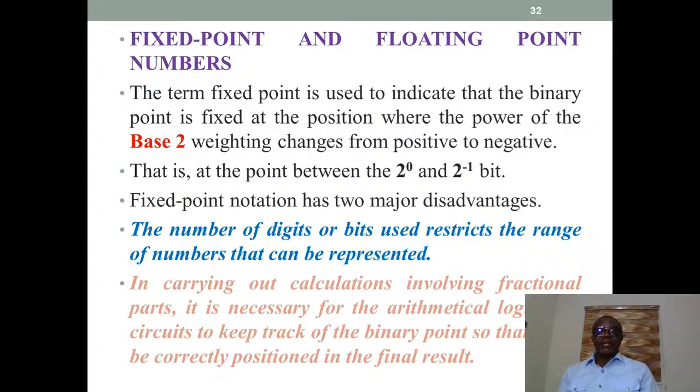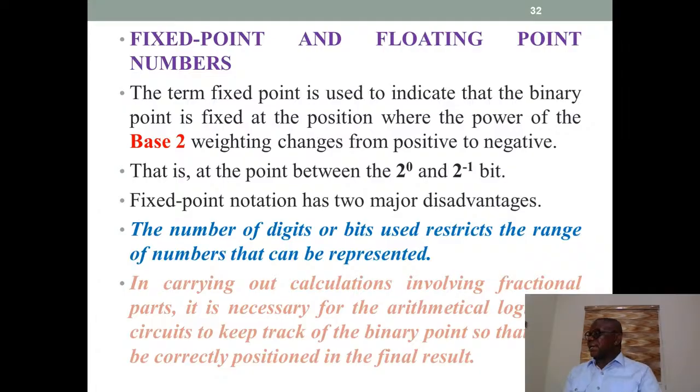That is, at the point between 2 raised to power 0 and 2 raised to power minus 1 bit. Fixed point notation has two major disadvantages. One, the number of digits or bits used restricts the range of numbers that can be represented.